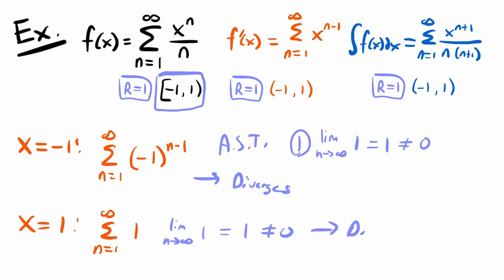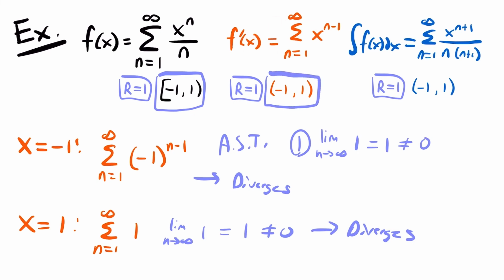All right, so what we have shown is that for both endpoints, our series diverges, which means that both of those endpoints will not be included in the interval of convergence. And so the interval of convergence for the derivative will be -1 to 1, not including either of those endpoints. And so now we have confirmed the interval of convergence for the derivative.